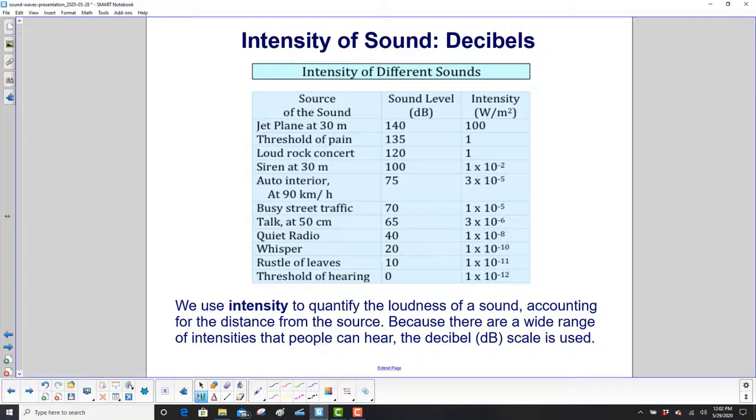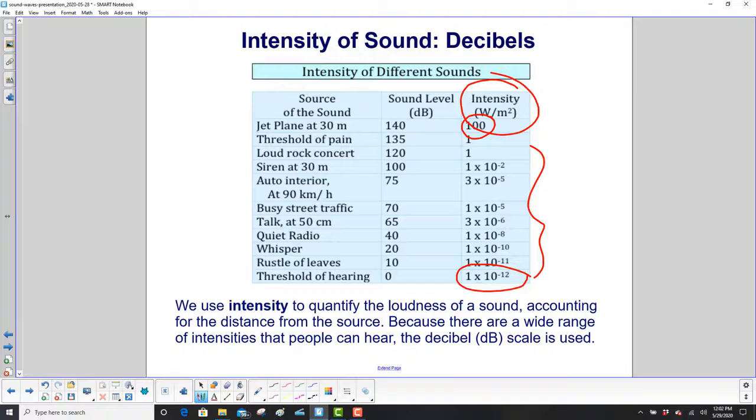We use intensity, right over here, to quantify the loudness of a sound according to the distance from the source. Because there are a wide range of intensities that people can hear, the decibel scale is used. It's a logarithmic scale. Not sure if you had that in math yet, but you will. And you can see what the problem is. You can hear all the way down to 1 × 10⁻¹² watts per meter squared. Watts is a measurement of power. You can also hear all the way up to 100. That's what, 14 orders of magnitude. That would be crazy to have to kind of figure out what's going on there.